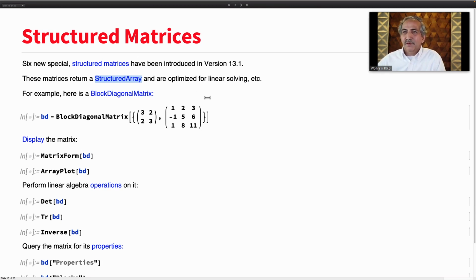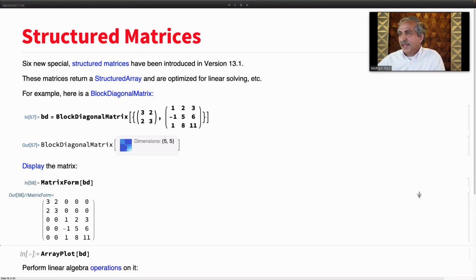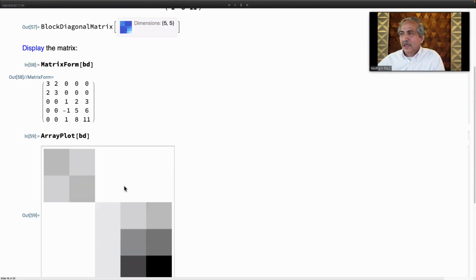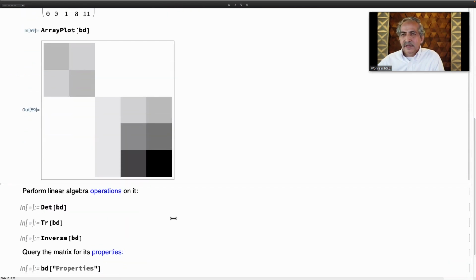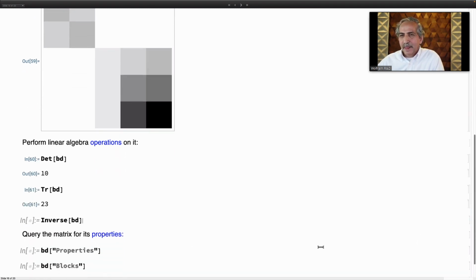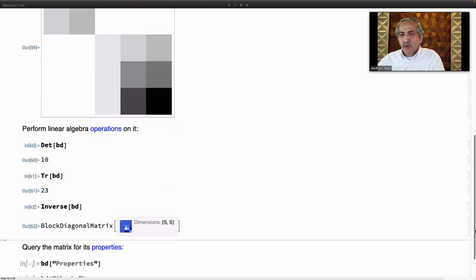So here's a popular request from users: give me a block diagonal matrix with that block and that block. And you see, get back over here, this blob over here doesn't look very nice. But if you do a display in matrix form, it looks just like it would if you would actually write it out. Or you could even do an array plot. You could compute its determinant, or its trace, or its inverse. And what you see over here is that when you do the inverse, we actually get back another block diagonal matrix.